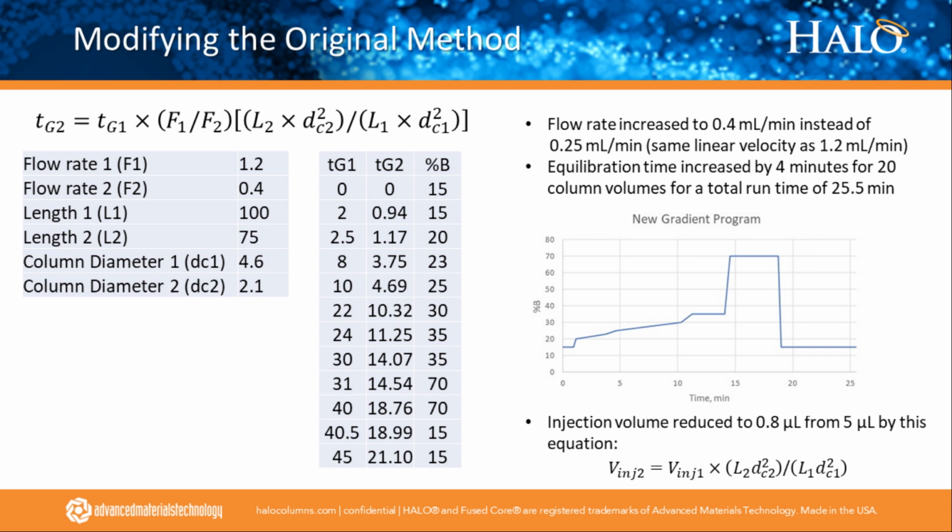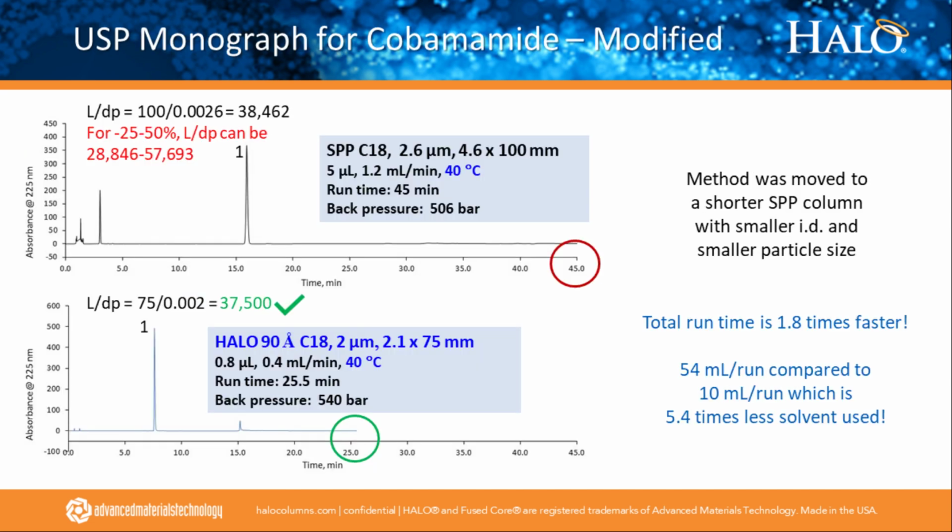And we've increased the equilibration time by 4 minutes for 20 column volumes for a total runtime of 25.5 minutes. And we've reduced the injection volume to 0.8 microliters from 5 microliters using this equation here. So here are the results of the modified method. You can see we're still meeting the L to DP ratio at 37,500, but now our total runtime is 1.8 times faster. And this is all due to switching to a 2 micron particle size Halo column in 2.1 by 75 millimeter dimension.